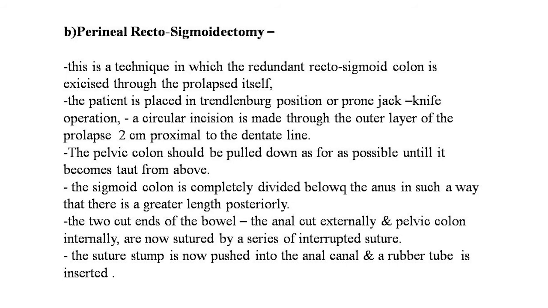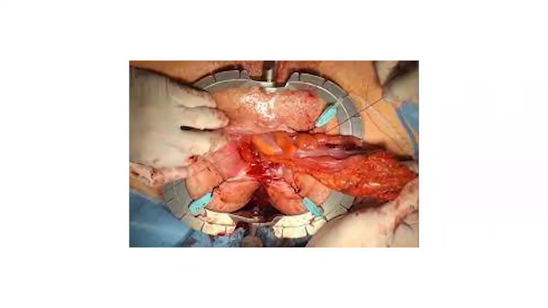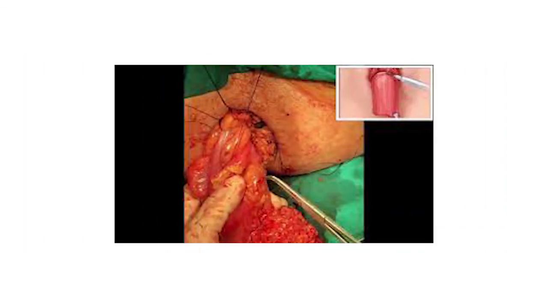The sigmoid colon is completely divided below the anus in such a way that there is a greater length posteriorly. The two cut ends of the bowel, the anal cut end externally and the pelvic colon internally, are now sutured by a series of interrupted sutures. The sutured stump is now pushed into the anal canal and a rubber tube is inserted. This is the picture of the perineal recto-sigmoidectomy. You can see the sigmoidectomy on your screen.